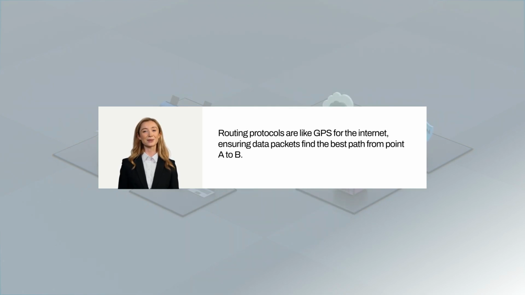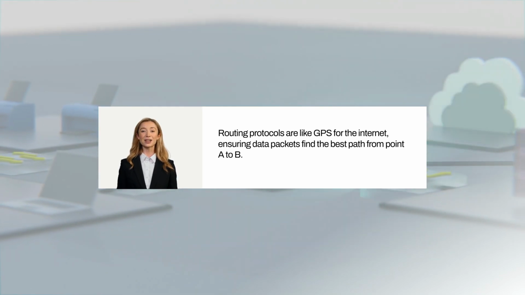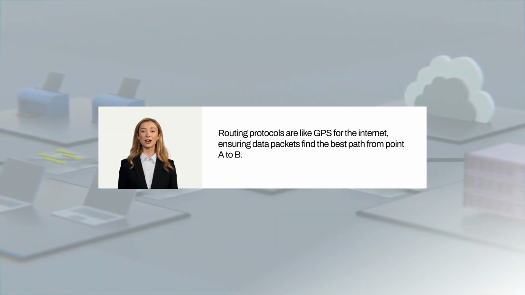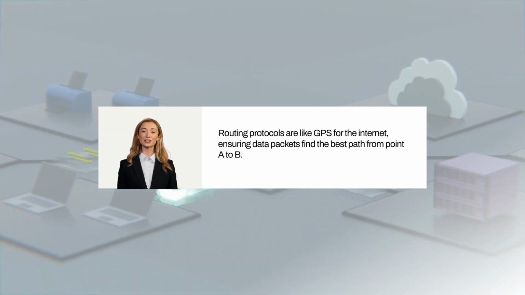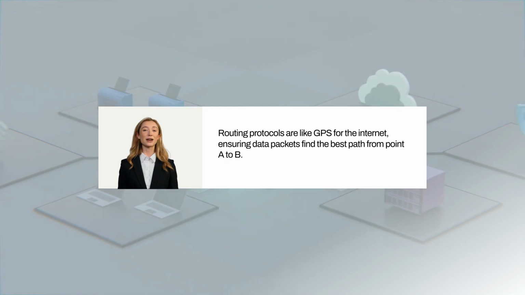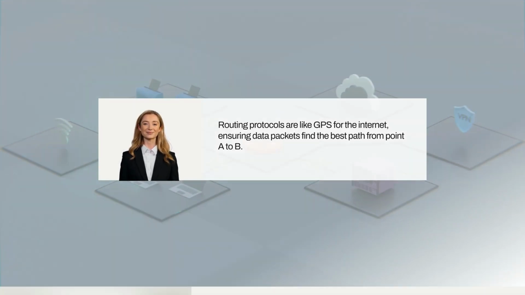But it's not just about finding any path, it's about finding the best one. Imagine if every time you needed to go somewhere, your GPS had to decide the optimal route based on traffic, road conditions, construction zones, weather forecasts, road maintenance schedules, emergency rerouting due to accidents, and even seasonal changes affecting travel.